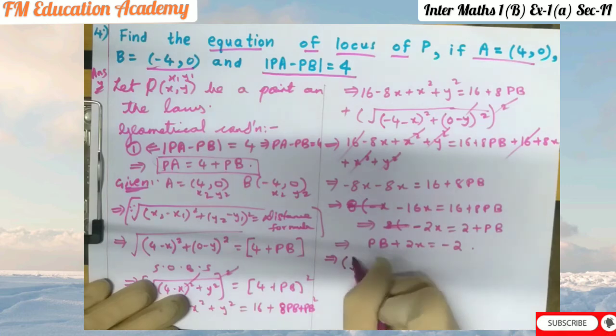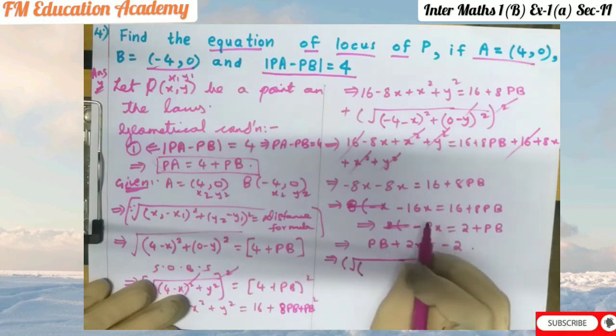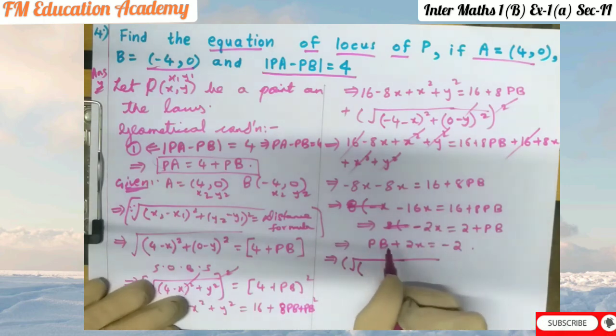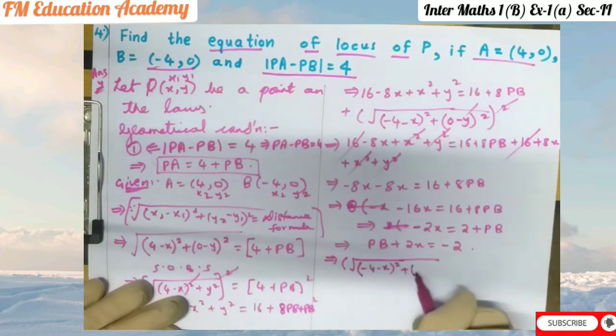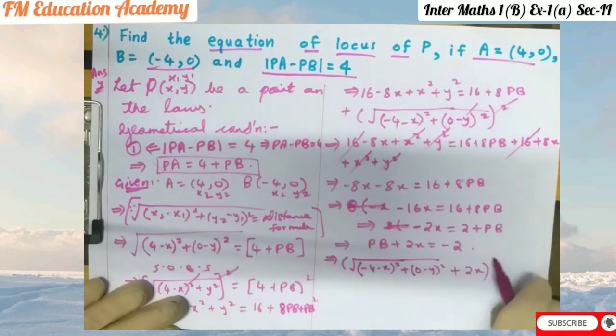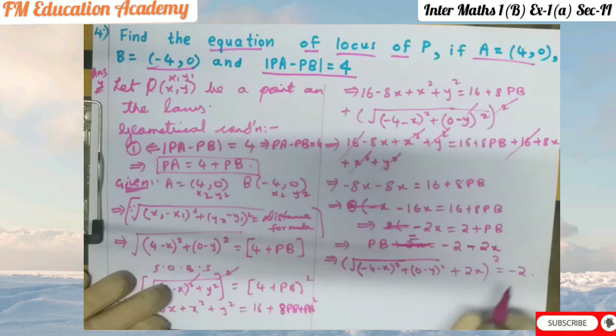Root of x2 minus x1 whole square, and so on, x1 y1 here. So minus 4 minus x whole square plus 0 minus y whole square plus 2x whole square is equals to minus 2. So PB is equals to minus 2 minus 2x. Okay.